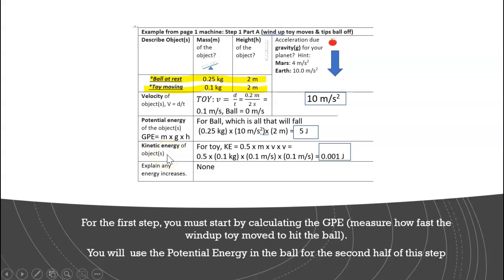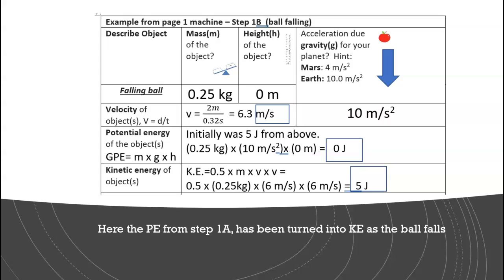So the kinetic energy of the objects, because it's the toy that's going to hit the ball, is 1/2 times the mass, so 0.5 times the very small mass of 0.1 kilograms times its velocity squared, so 0.1 times 0.1, gives us 0.001 joules. Very small. So in the second half of this step, you're going to use that potential energy that you calculated before to see how it changes. So now we have the ball falling. This is the second half of step 1.